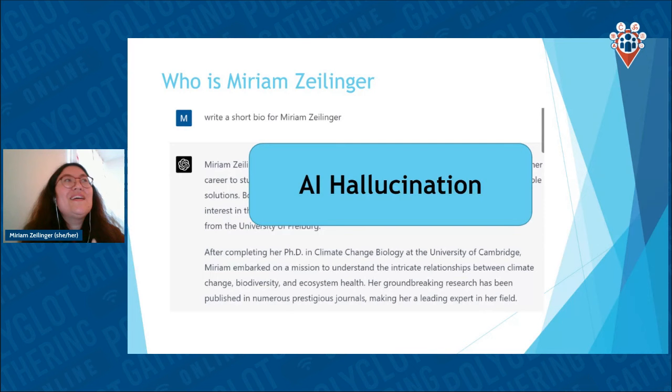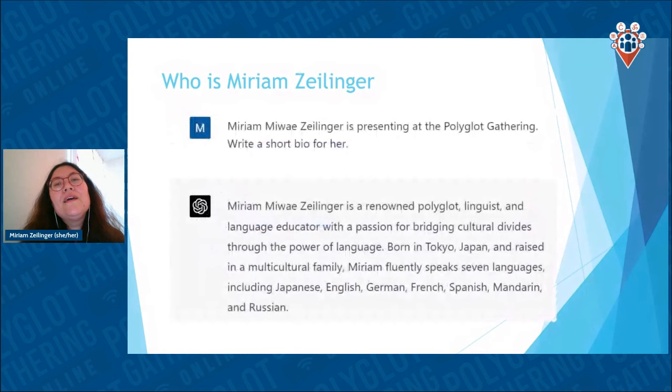So I gave ChatGPT a little bit more context, two things: my middle name, Miwai, and that I'm presenting at the Polyglot Gathering. And then I asked again, write a short bio. And then it says, Miriam Miwai Zeilinger is a renowned polyglot linguist and language educator with a passion for bridging cultural divides through the power of language. Born in Tokyo, Japan, and raised in a multicultural family, Miriam fluently speaks seven languages, including Japanese, English, German, French, Spanish, Mandarin, and Russian. This is also not entirely true.